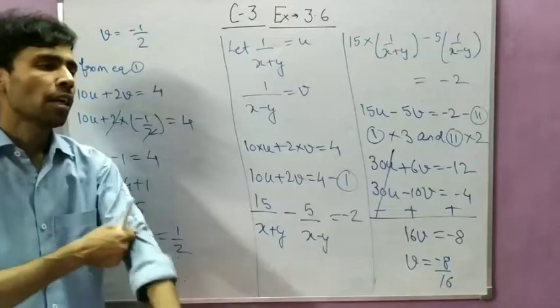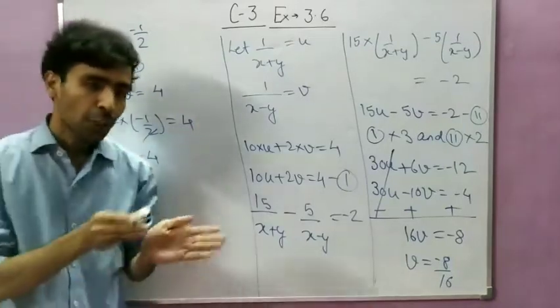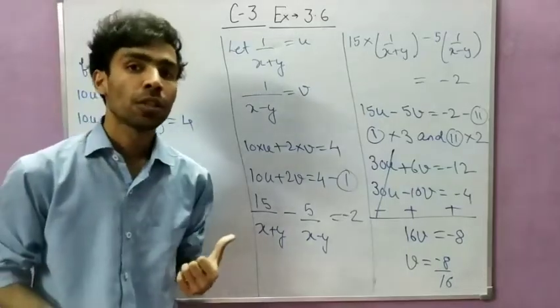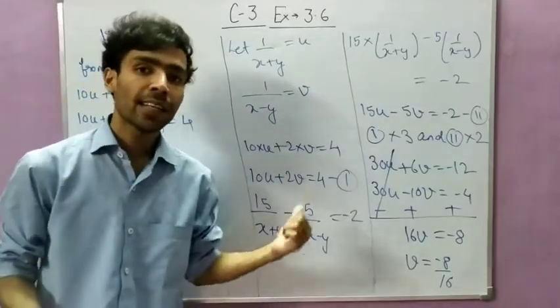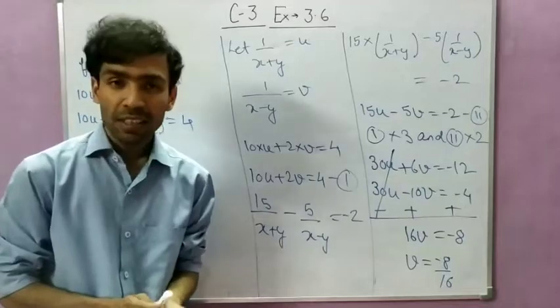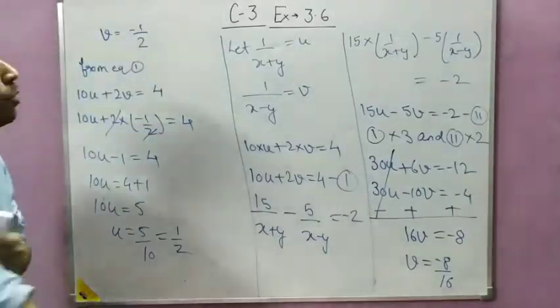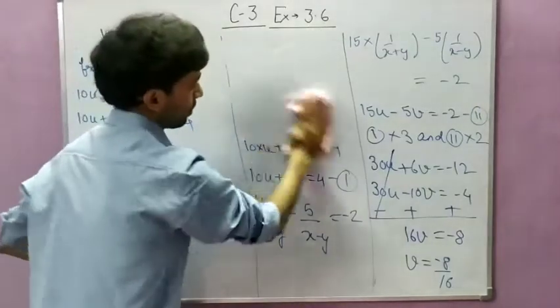So students, now tell me one thing: because u and v we have assumed, it was not given in the question. In the question there was x and y. So we have to calculate the value of x and y. So we will solve one more time. How? Let's see.